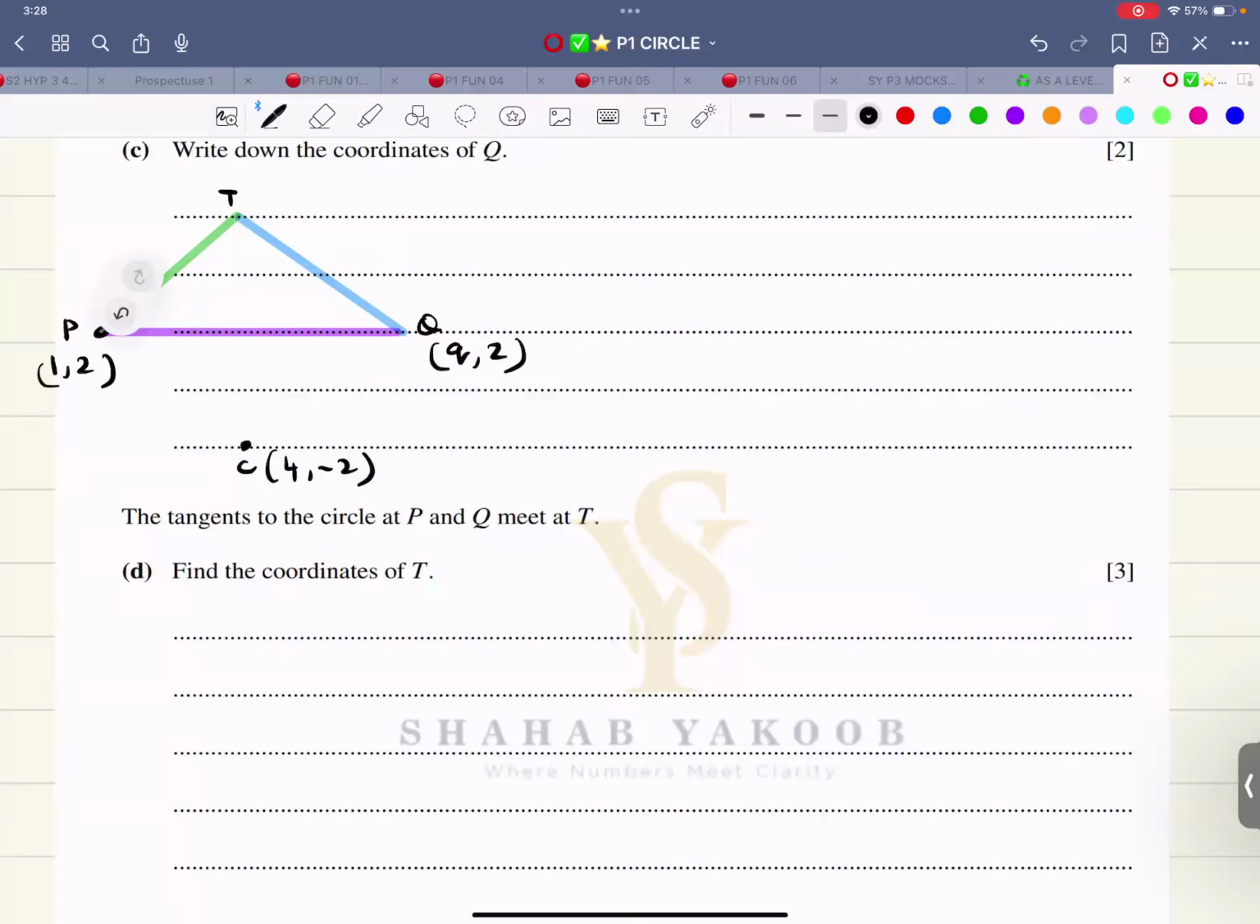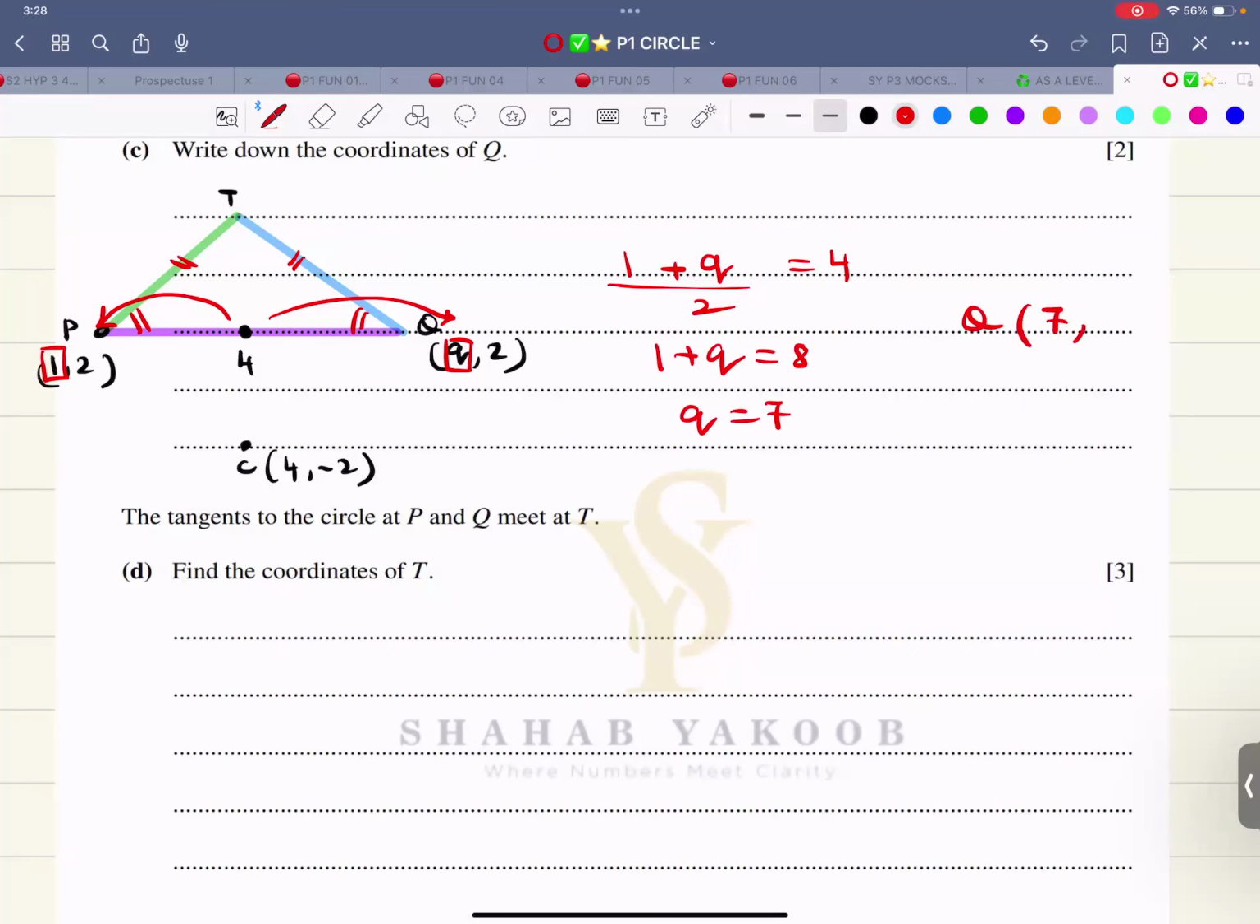That means the x coordinate for whatever point is over here, this x coordinate is 4. That means it's 3 units this way because of symmetry. Therefore, it should be 3 units this way because of symmetry, because this is an isosceles and the angle will also come into play. So in other words, (1 plus Q) divided by 2 equals 4. 1 plus Q equals 8. Therefore, Q comes out to be 7. Therefore, coordinates of Q is 7, 2. The y coordinate was already given.